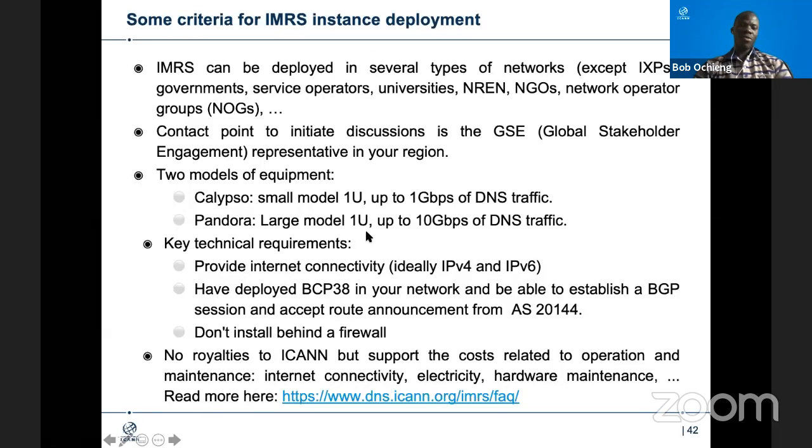But basically what you need is just the server hardware to host the particular instance. And currently we have two options. Option one, which is the 1U, and option two, which is a Pandora box, 10 gig. The difference is in their capacities and depends on how large your network or your users are, and so the cost of those particular servers.